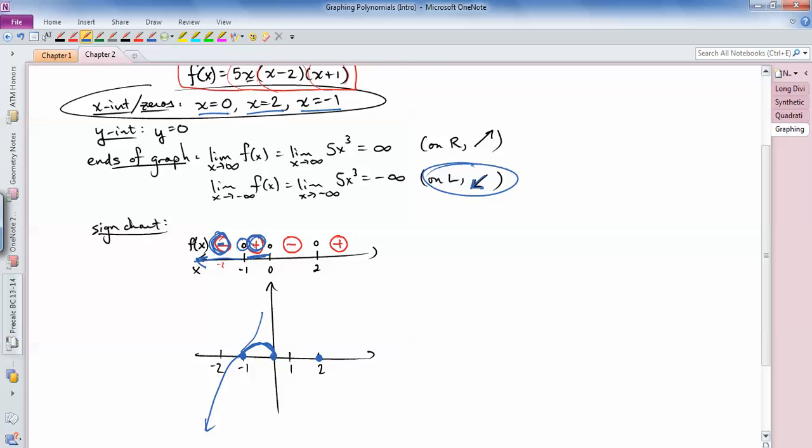You might wonder why it doesn't go up like that. Well, when I get to 0 it's got to be 0, so it's got to come back down again. Then I go negative until I get to 2, and then it's 0 again. So negative till I get to 2, got to be 0 at 2, and then positive. And why doesn't it do this? Because it's got to go all the way to infinity. So it's got to go up like that.